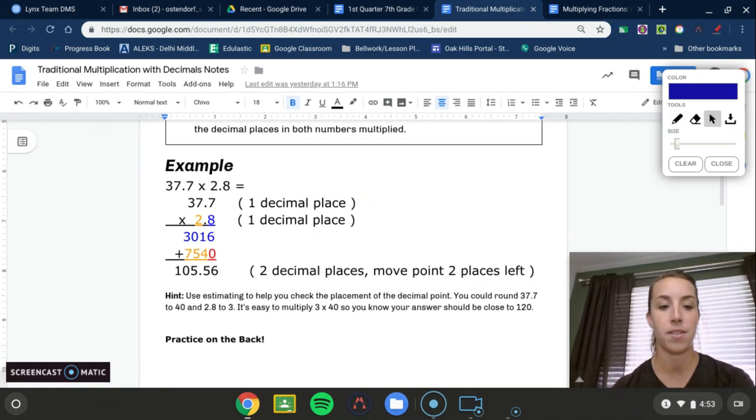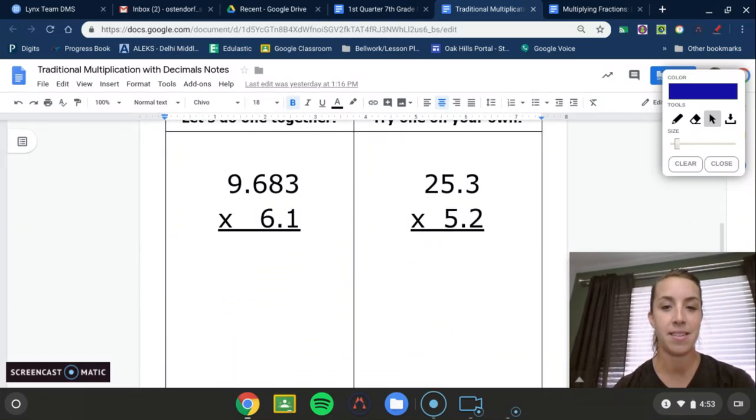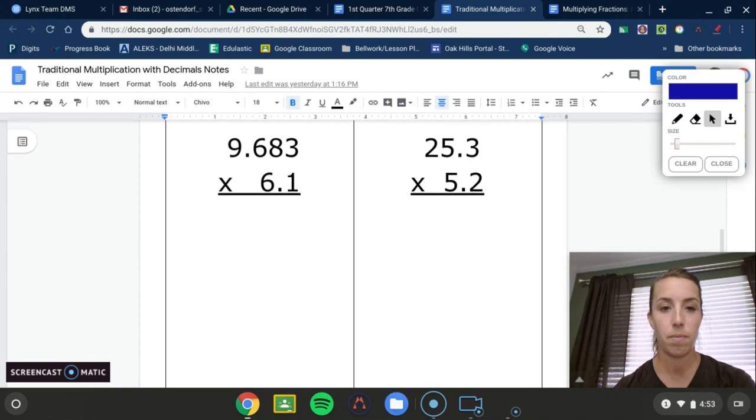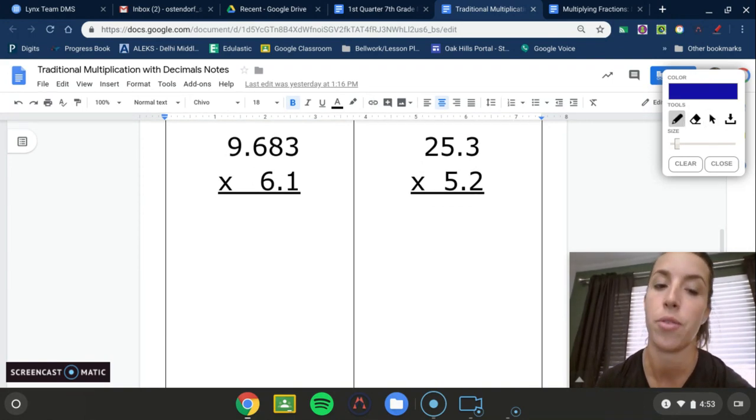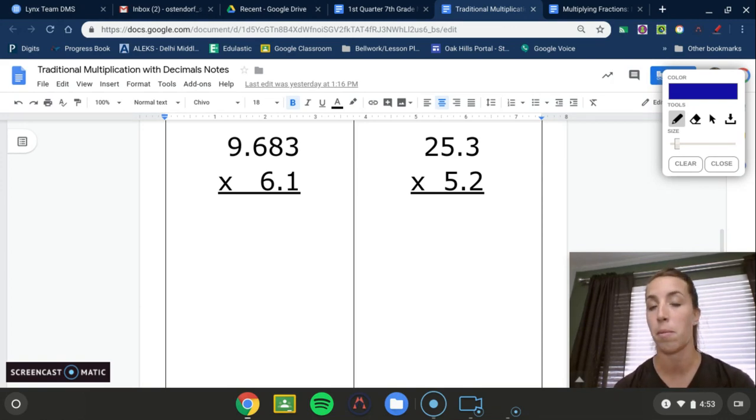Okay? Let's go ahead and start from scratch with a problem. So let's do the practice on the back. Let's do these together. All right. It says here we have 9.683 times 6.1. So I'm going to start with my first value, which is 1. And notice that I pushed all of those numbers over to the right and my decimal points don't line up, because when you're multiplying, you don't have to align the decimals.